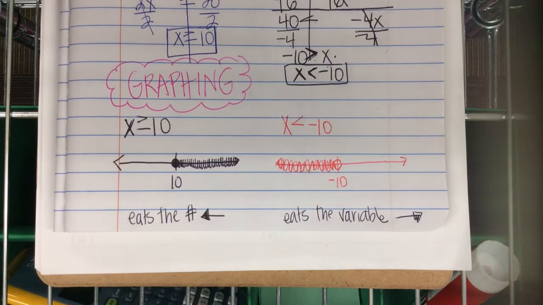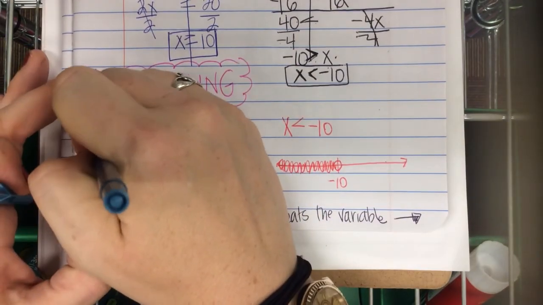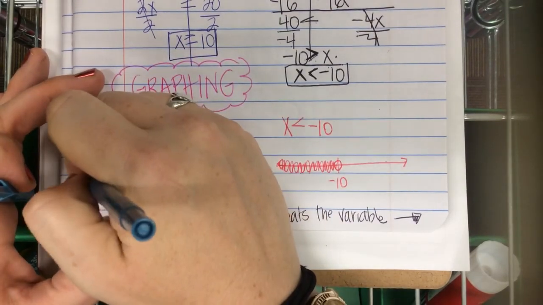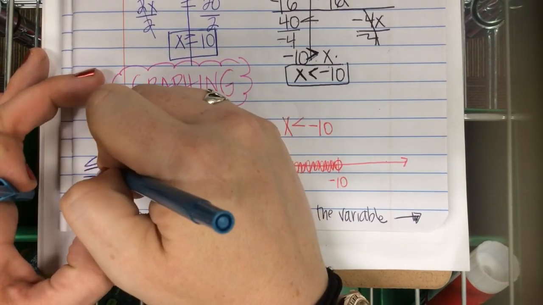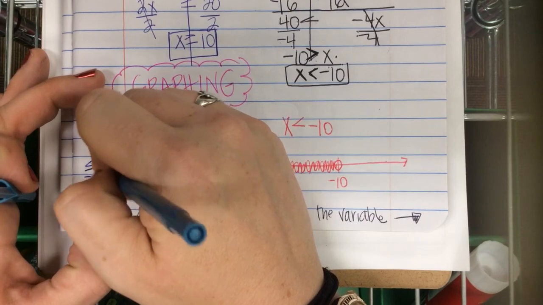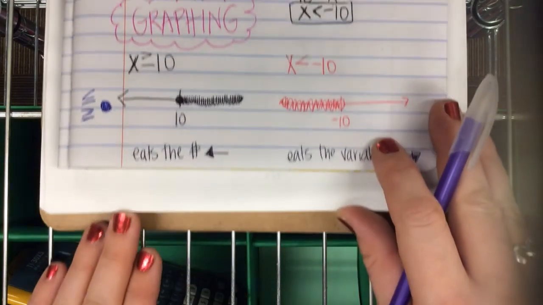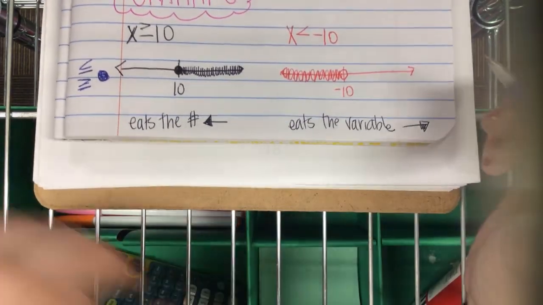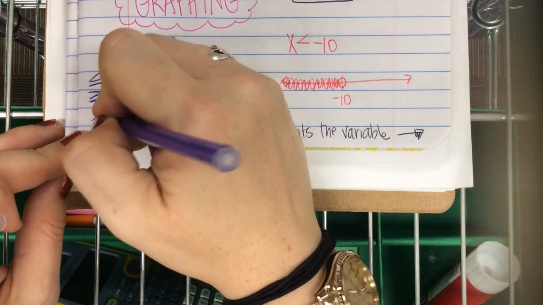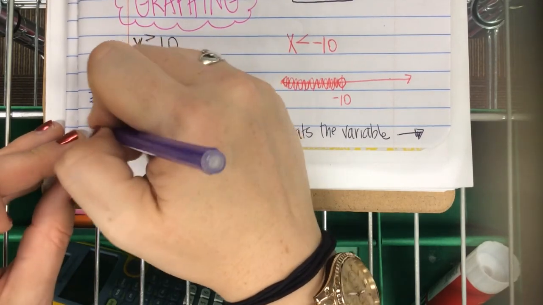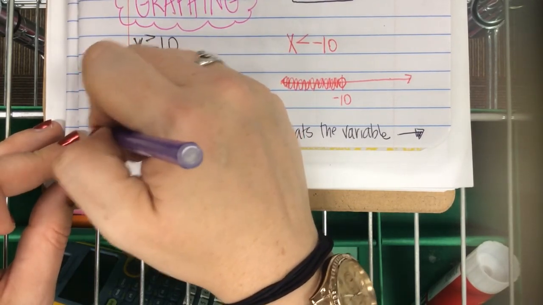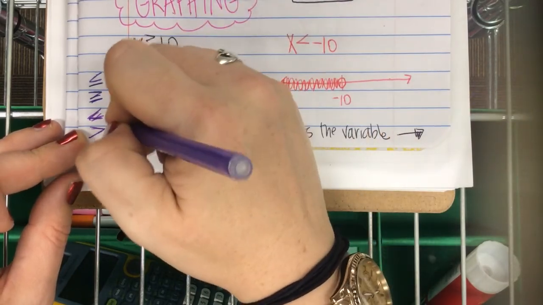So maybe you should write that down somewhere. Greater than or equal to, less than or equal to, those two are closed dots. Just regular greater than or less than, no equal signs, are open dots.